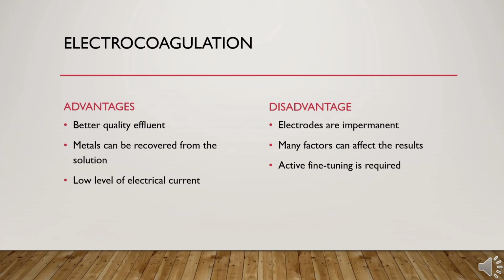Electrocoagulation has its advantages and disadvantages. The advantages of this process are that it has a better effluent, meaning that there are no dangerous chemicals, toxins, and odors left behind. The metals can be recovered from the solution and it uses less electricity. The disadvantage of this process is that the electrodes that are used are impermanent.